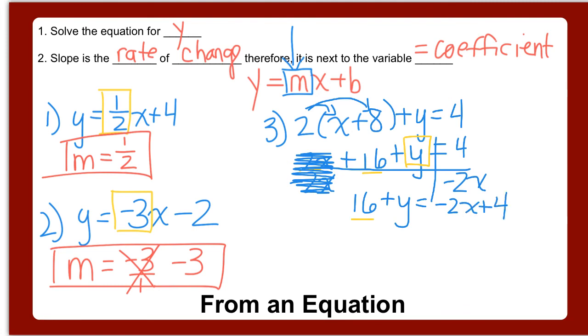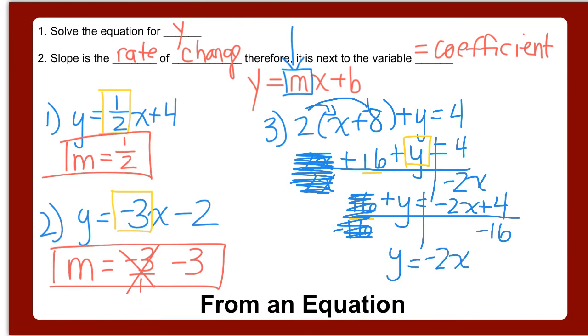I still have this guy bothering me over here, so I think I would like to subtract 16 from both sides. That's gone now. And now I have y equals -2x, and 4 minus 16 is -12. Now it looks like the format I'm supposed to have. I have a rate of change, I have a coefficient, I have the multiplier, whatever you want to call it. It's right there. Your slope is -2, but to find it, you had to do some algebra magic.